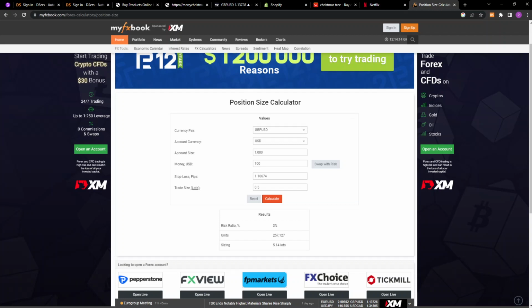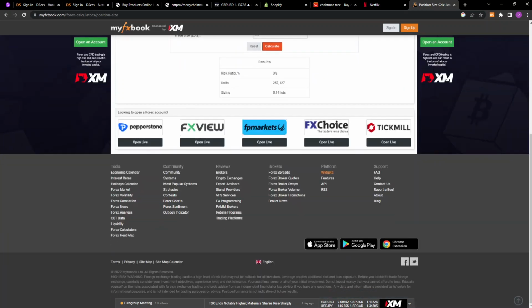You have risked 3% of your account. Other ones, not sizing. This is a 5.14 lot and all the rest. Okay, I don't know if you've been able to understand. When you keep doing this, you understand perfectly well. So guys, basically that's it.